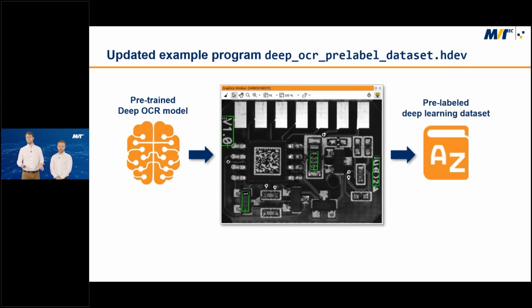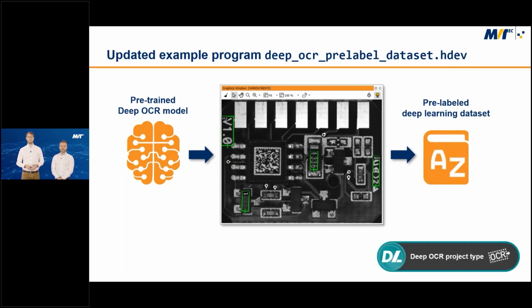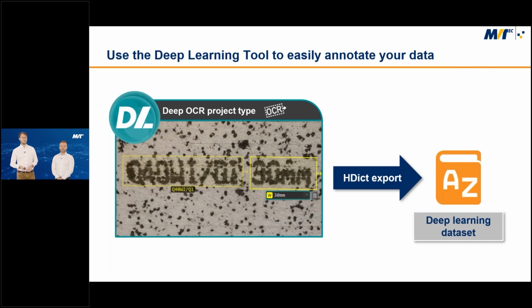They might be a little bit wrong, but it's a good starting point for your own labeling. And then you can export this dataset and just load it into the deep learning tool with the Deep OCR project type. And you already have the pre-labeled bounding boxes that you just need to improve upon. You could also, of course, just start from scratch with the Deep OCR project type and label your bounding boxes.